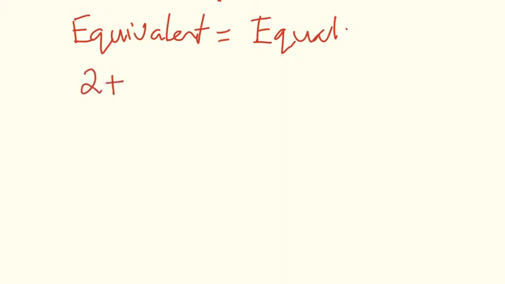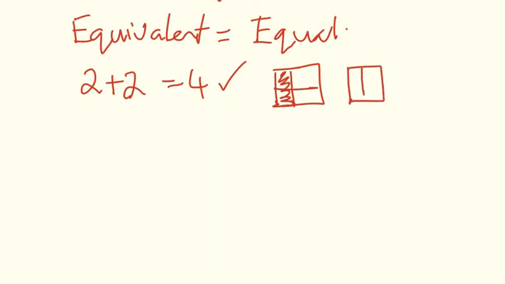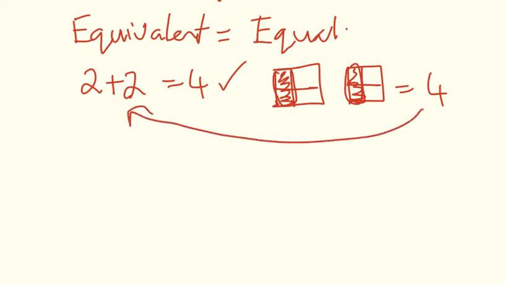If I said to you 2 plus 2 equals 4, you would say that's correct. If we put that into a diagram form, we've got 2 there, plus 2 here, equals 4. So carrying on, if I have 2 squares shaded in there, plus 2 squares shaded in there, I've got 4 squares shaded in, which again comes back to the 2 plus 2 equals 4.